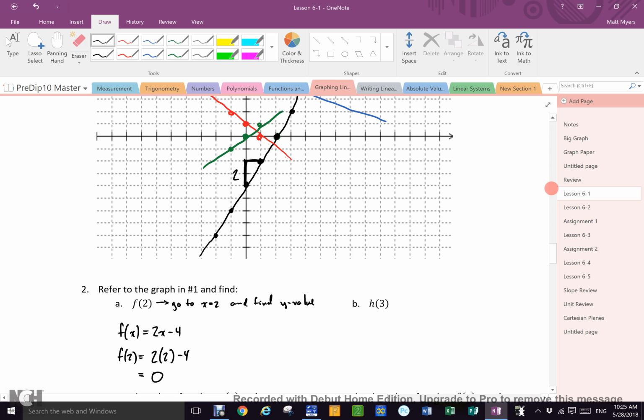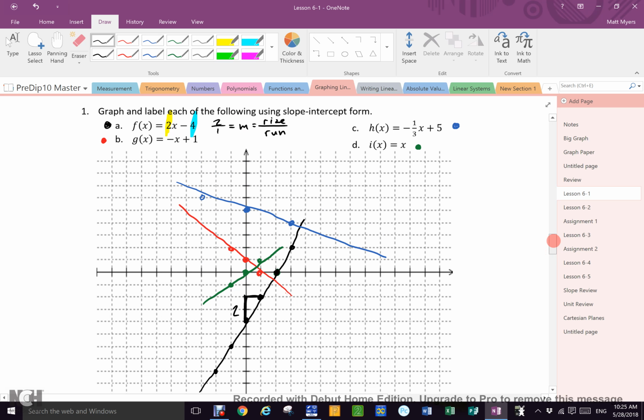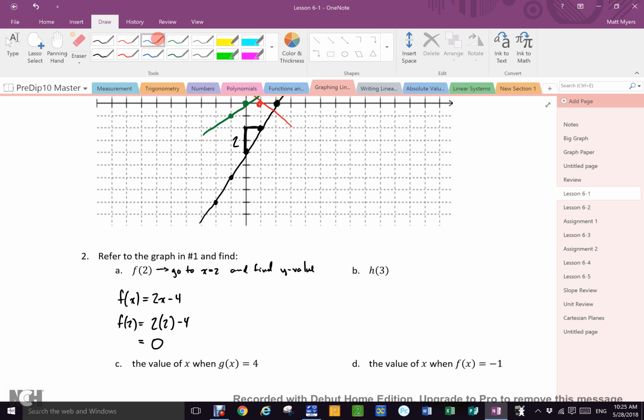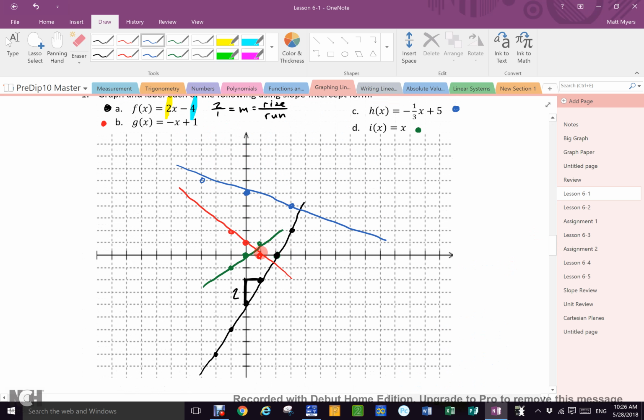Okay. What color line is h? Blue. It's the blue line. Which means on the graph, I go to where? X equals 3 and find y. When x equals 3, 1, 2, 3, what's y? Oh, there you go, that one. I went to the wrong line. 1, 2, 3, 4. Yes?